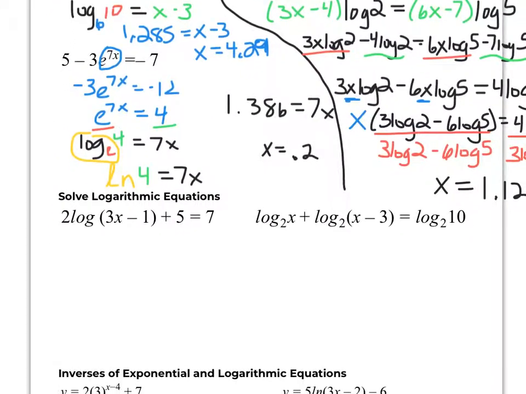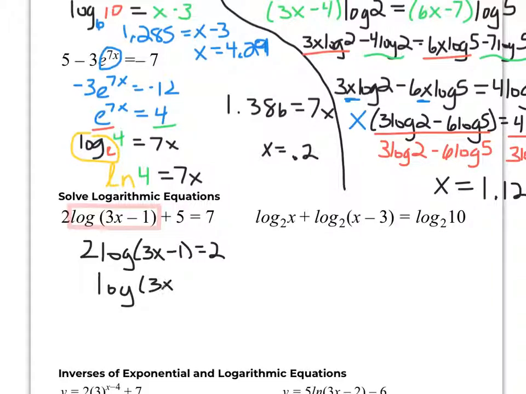We also looked at going the other way and solving logarithmic equations. So to do this, we need to get our log by itself. So in this case, my two steps to solve and get my log by itself are minus 5. So 2 log 3x minus 1 equals 2. And then divide by 2. So log of 3x minus 1 equals 1.